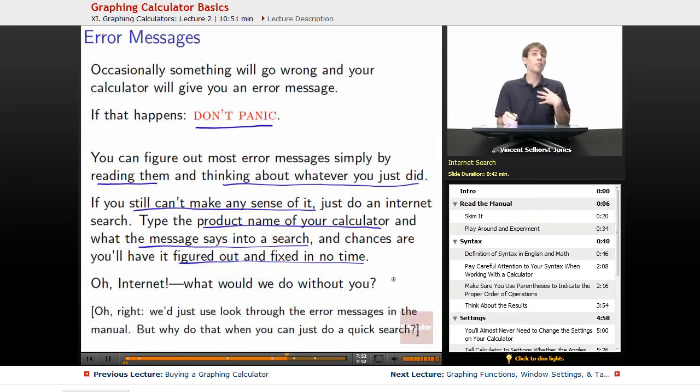Oh, internet, what would we do without you? Oh, right, we'd just look through the error messages in the manual. But we've got the internet usually, right, if you're watching something like this, so why do that if you can just do a quick search? Of course, if you really can't figure out what it is and the internet's no use, try seeing if you can find a manual or email tech support for whoever makes the calculator you're using.